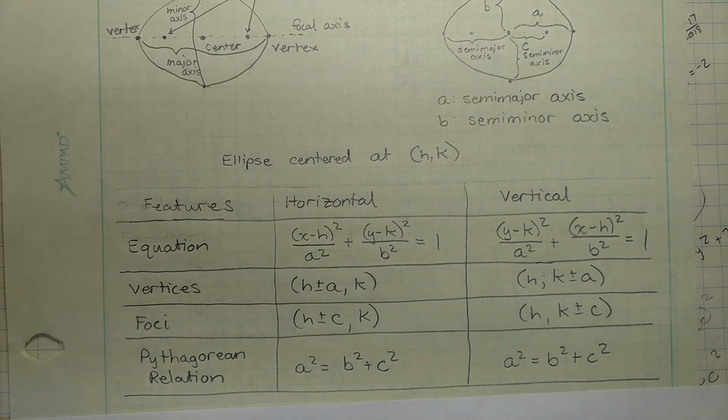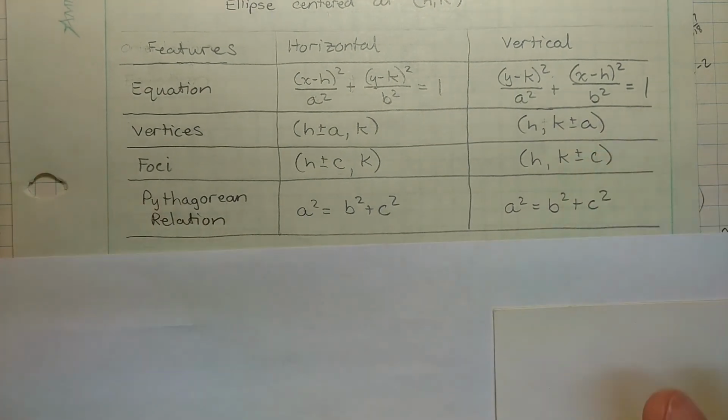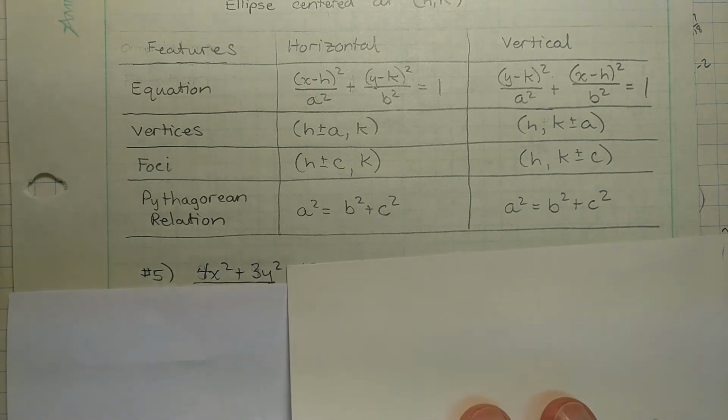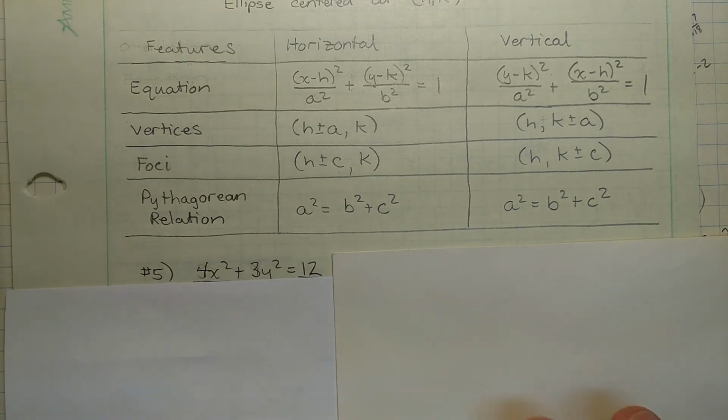It's the same relationship. Okay, let's use this information to answer some basic questions about these things. So number 5 gives us the following equation. It gives us 4x squared. I need to open up my book here.